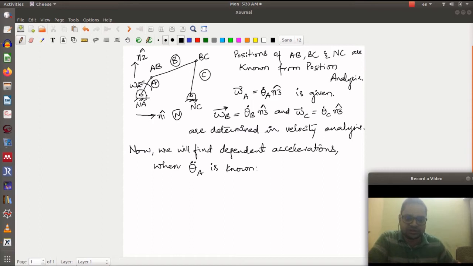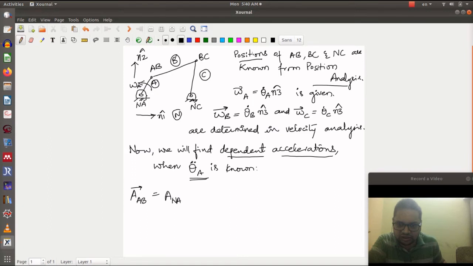So we have done the position analysis. Now we have also done the velocity analysis. So here we have a 4-bar mechanism, NABC. So positions are known.